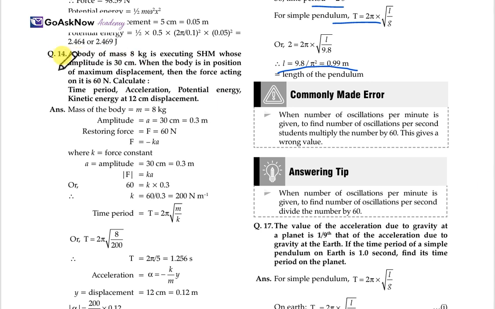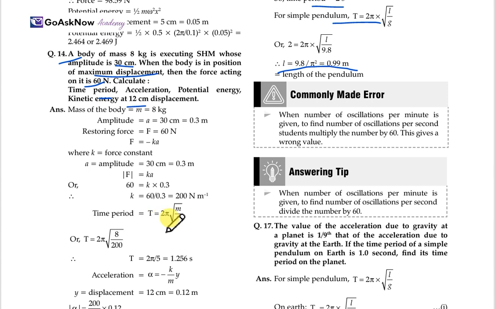A body of mass 8 kg is executing simple harmonic motion, and the amplitude is given. When the body is at a certain position, the displacement is also given, and then the force is given. You have to calculate the time period, acceleration, potential energy and kinetic energy at a displacement of 12 centimeter. So the amplitude A, the mass of the body and the restoring force are given. F is equal to minus Ky. So here we get F is equal to Ky, and the value of K we get is 200 Newton per meter.